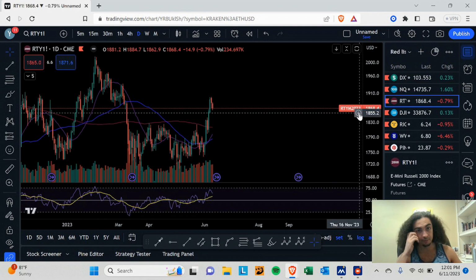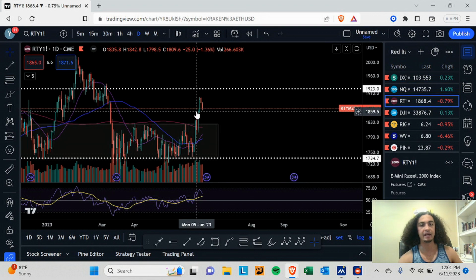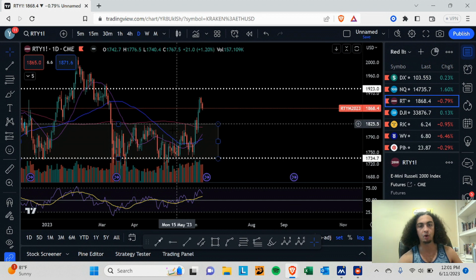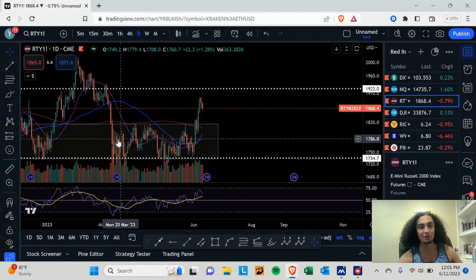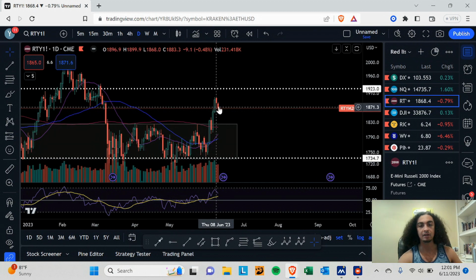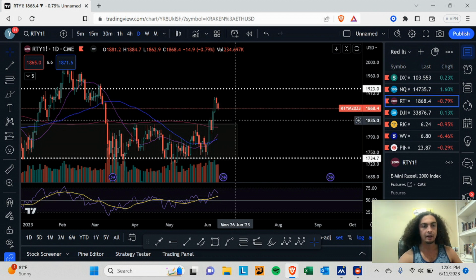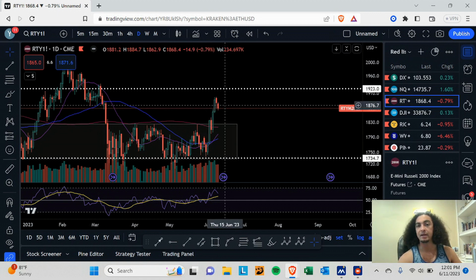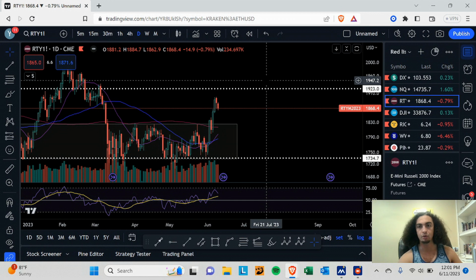Jumping over into the Russell. The Russell has had a very strong week. You can see we broke out of this consolidation channel. Finally. The Russell was stuck in that for March, April, May, about 3 months in this consolidation channel. Finally got the breakout. Looks like we're getting a very slight retracement right now. I don't know, this might come down to about 1835, or this might be it, and it might just keep going up to that 1923 level.